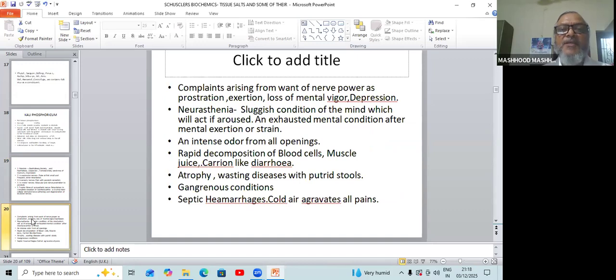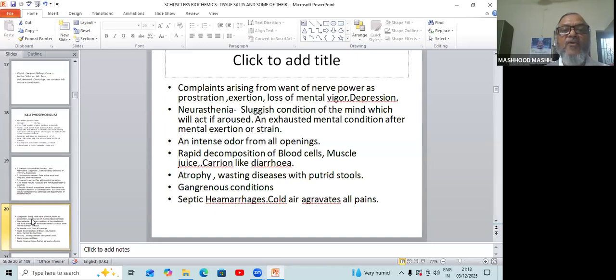Neurasthenia, that is a sluggish condition of the mind which will act if aroused, and an exhausted mental condition after mental exertion or stress. Likewise in this neurasthenia, after so many worries and weariness of the mind, the persons will be very sluggish and steady, and when aroused they become very active, like Silicea. But this mental state is a very separate one, that is neurasthenia.